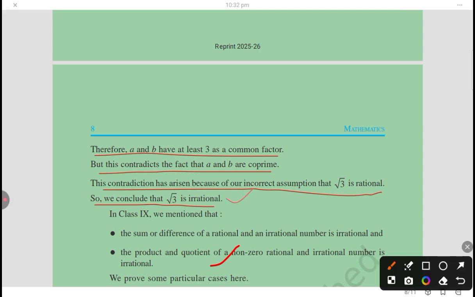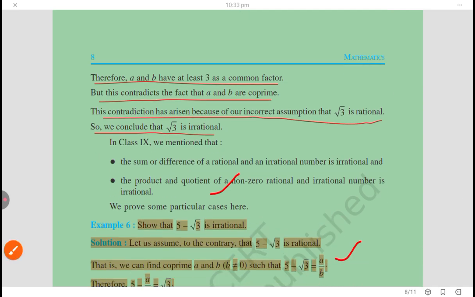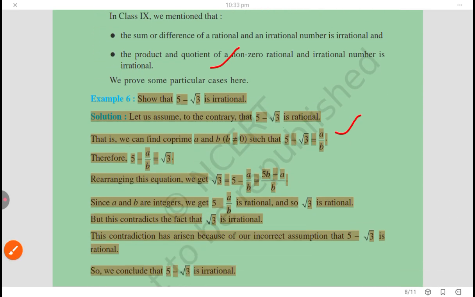So these irrationality-proof questions are very, very important questions. They will come for at least 3 marks or at least 5 marks. From this chapter, you will get at least 3 to 4 marks or 5 to 6 marks. Another important question.